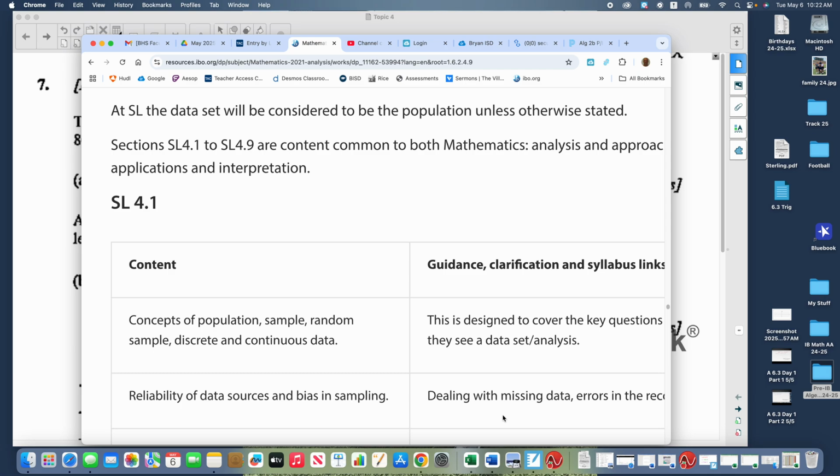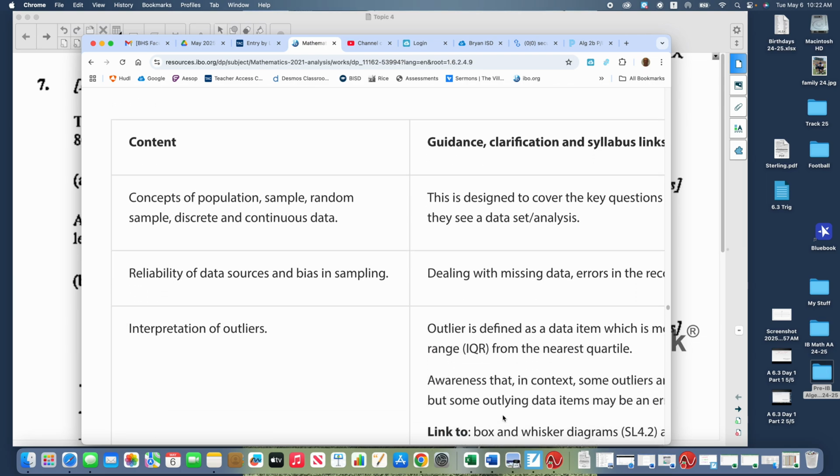Let's get started. So let's walk through some statistics. We'll talk about a few little things here, going through the little syllabus they give me. So the concept of a population and a sample, and random sample, and discrete and continuous data. The thing I've seen them test here is discrete and continuous. If they give you some data, they might ask, is that discrete or is that continuous? What is the difference between discrete and continuous?